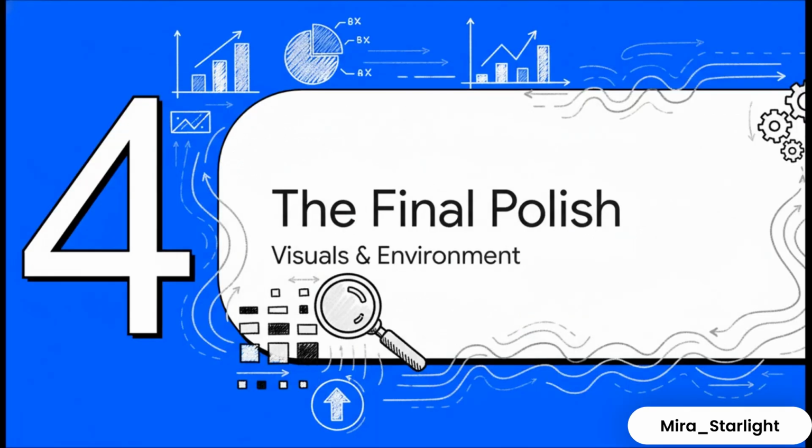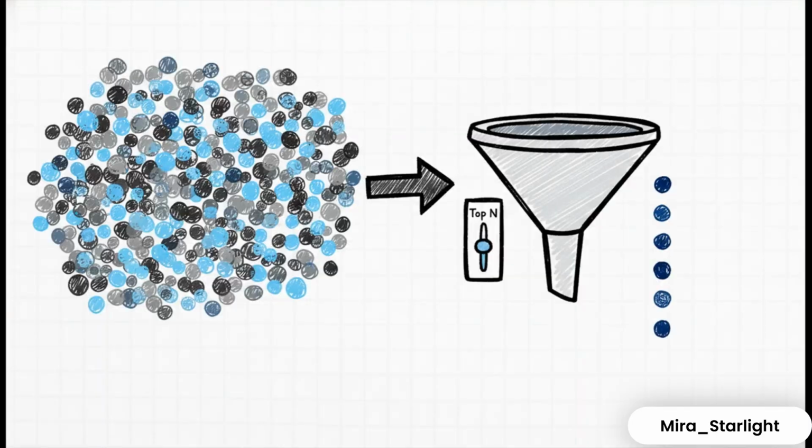So, our data's prepped, our engine, the data model, is built for speed. Now we can finally think about the final polish. These are the last 2 layers, the visuals themselves and the environment. And trust me, even with a perfect foundation, you can still create a slow report here if you're not careful. Rule number 1, and this is absolutely critical.